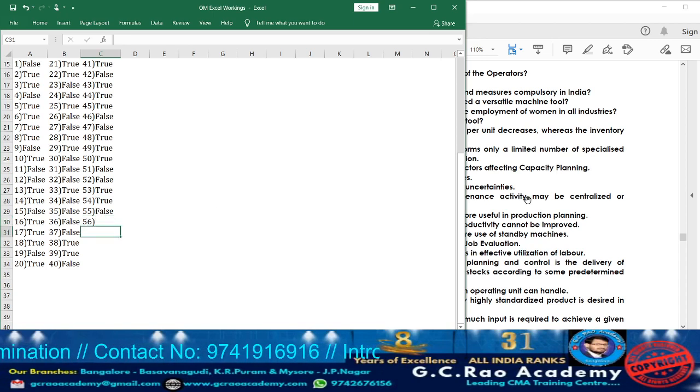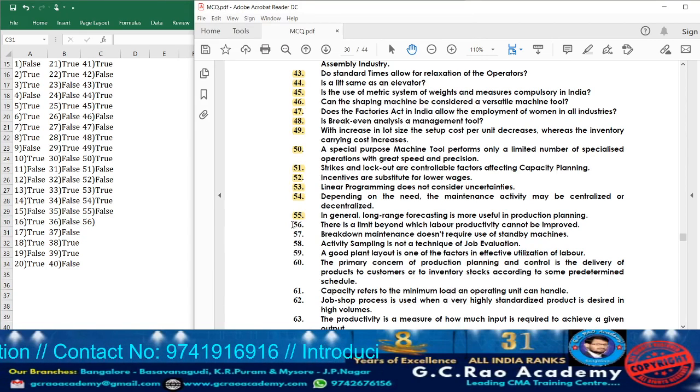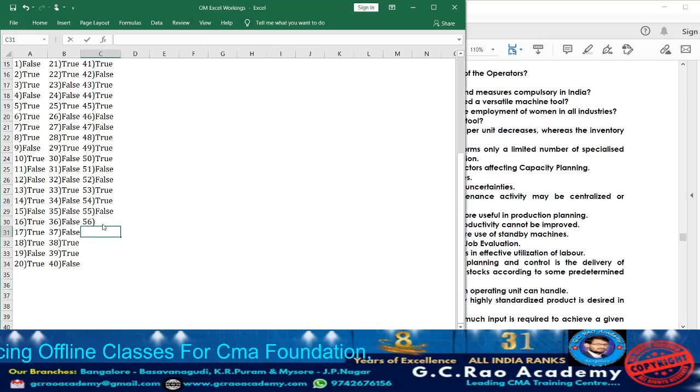Now let us move on to statement 56. What they are telling, there is a limit beyond which labor productivity cannot be improved. Yes, the statement is true, because there is a certain limit. Only to that extent we can improve labor productivity. More than that we cannot improve. So the statement is true.